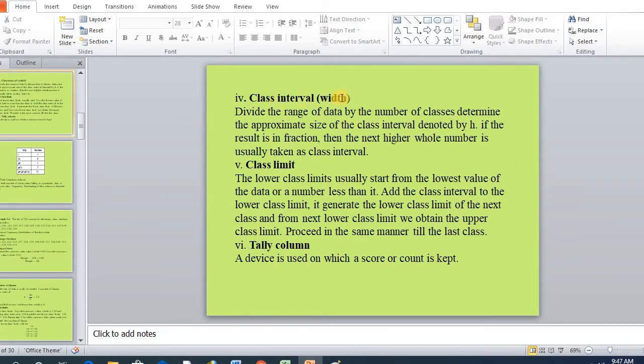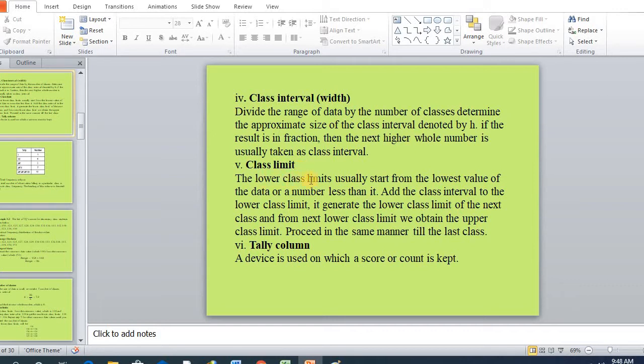The next, class interval or width. Divide the range of the data already obtained by the number of classes to determine the approximate size of the class interval, denoted by h. If the value of h is a fraction, then the next whole number is usually taken as the class interval. Suppose h is equal to 3.5, so we take 4. If h is equal to 4.1, we take 5.